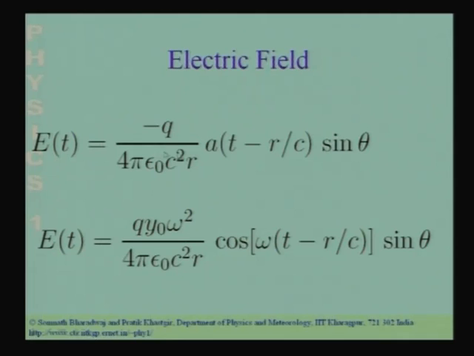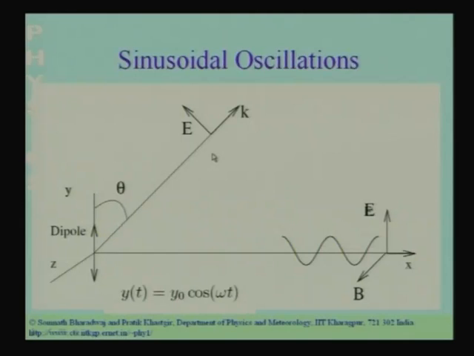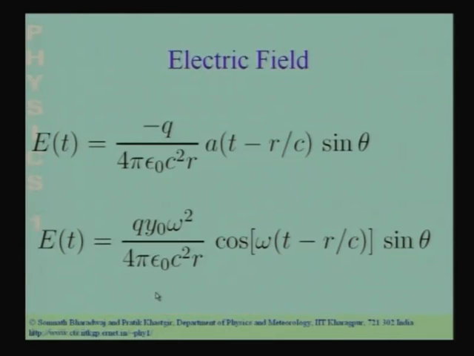So, this is the expression for the electric field in terms of the acceleration, and in this case the displacement of the particle is sinusoidal. So, it is y naught cos omega t. This is the displacement. I have to differentiate this twice to calculate the acceleration. If I differentiate this twice, I pick up a minus sign and a factor of omega square outside. So, putting this into the expression for the acceleration, we get this expression for the electric field here.